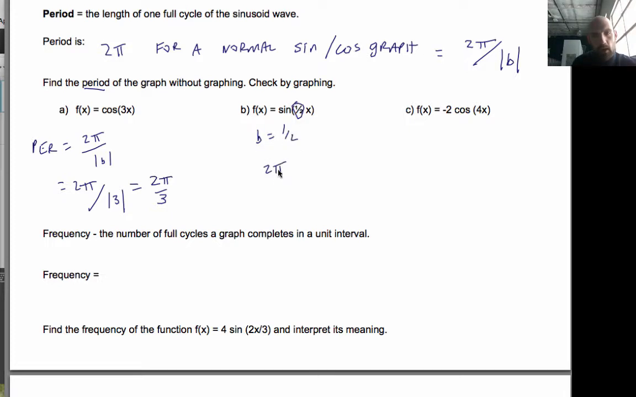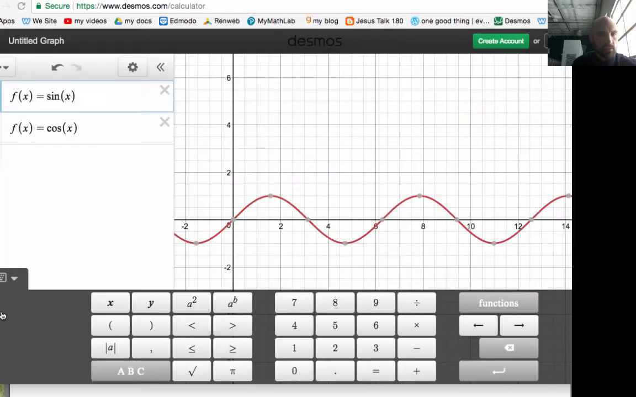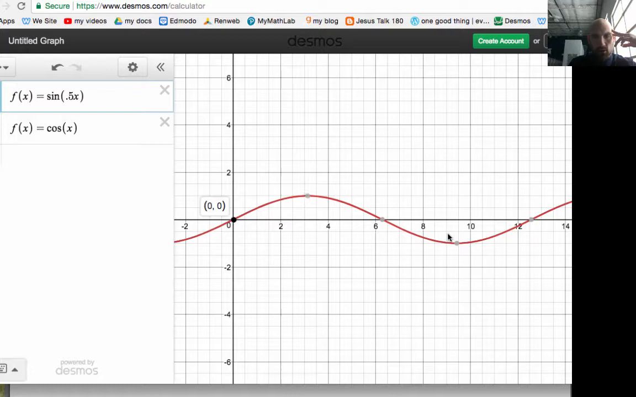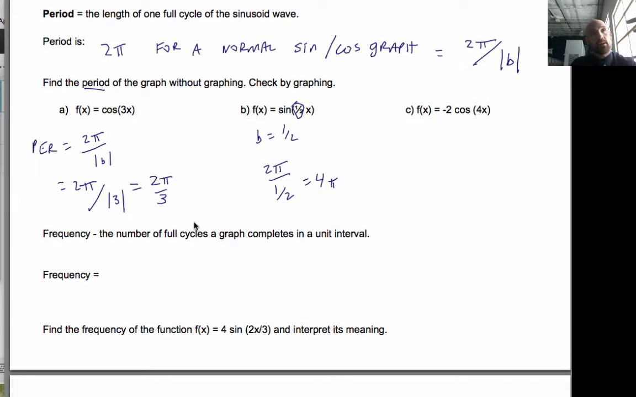So 2 pi divided by a half is equal to 4 pi. We didn't actually look at that, so let's look at that for a second. What if I did this as a half, 0.5? Check out how long this makes it. So now my S curve is 4 pi, which is my x value, long instead of 2 pi. So if it's a fraction for b, dividing by that makes the period longer.